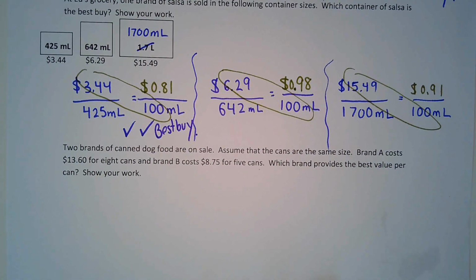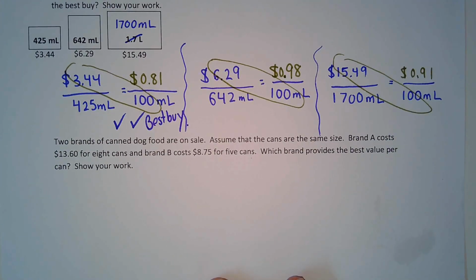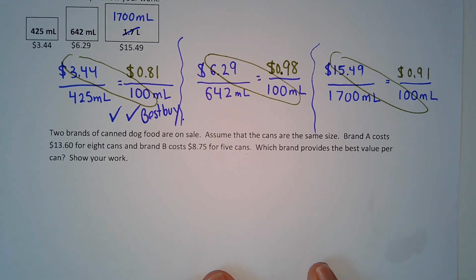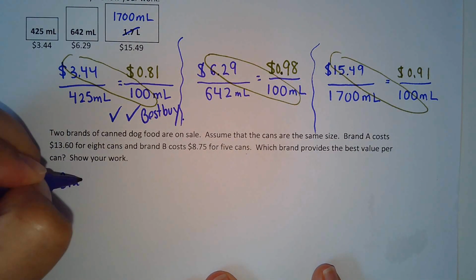And now you can try, we can do this together. We're almost done. 2 brands of canned dog food are on sale. Assume the cans are the same size. Brand A costs $13.60 for 8 cans, and brand B costs $8.75 for 5 cans. Which brand provides the best value per can? Show your work.